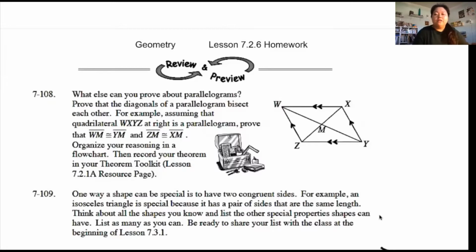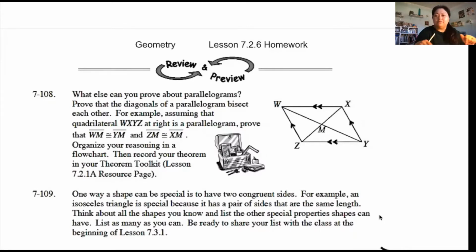You guys, we're going to go over the homework from lesson 7.2.6. So we'll start with the first one here. What else can you prove about parallelograms? It says prove that the diagonals of a parallelogram bisect each other. For example, assume that quadrilateral WXYZ at the right is a parallelogram. Prove that WM is congruent to YM and ZM is congruent to XM. Organize your reasoning in a flowchart, then record your theorem in your theorem toolkit.